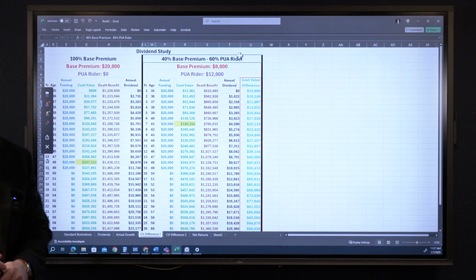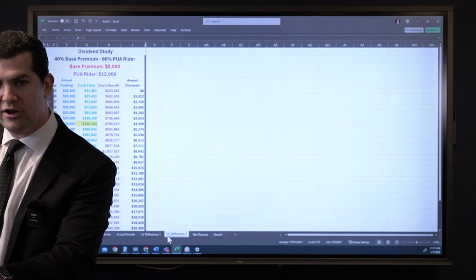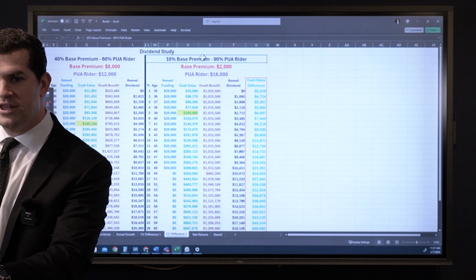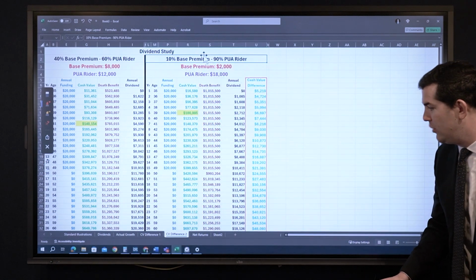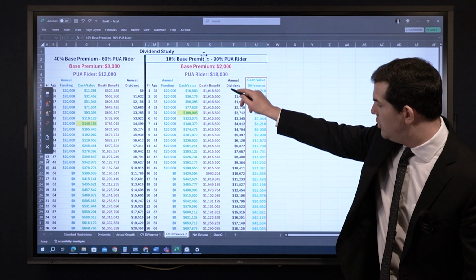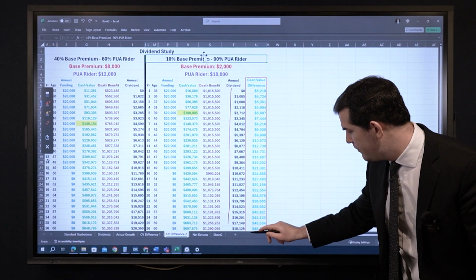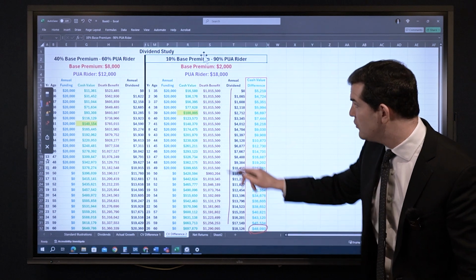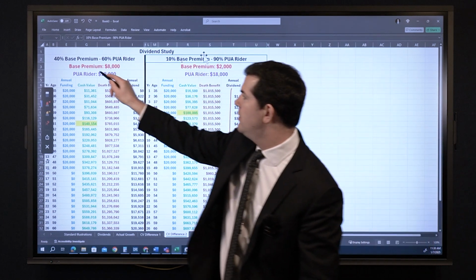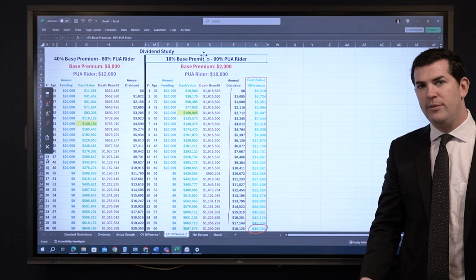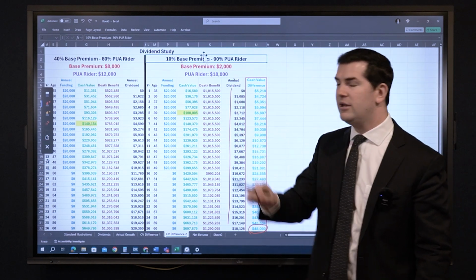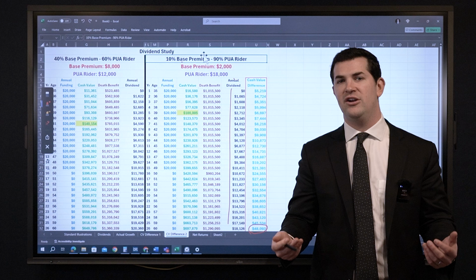cash value. If we take it another step and compare the 40-60 with the 1090, which is simply as low as we could go with that minimum premium, what do we see? A lower dividend all the way through, but you've got almost another $50,000 in the 1090 than the 40-60. Reducing that premium does reduce your dividend, but it gives you more cash value.